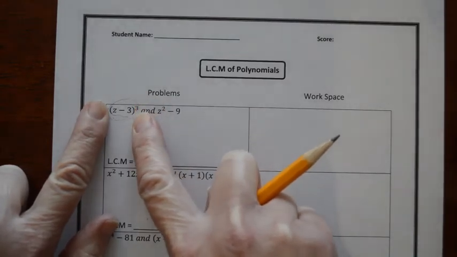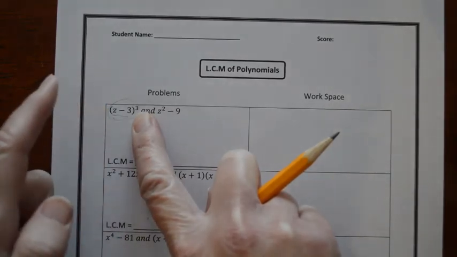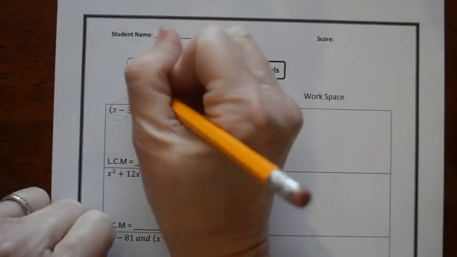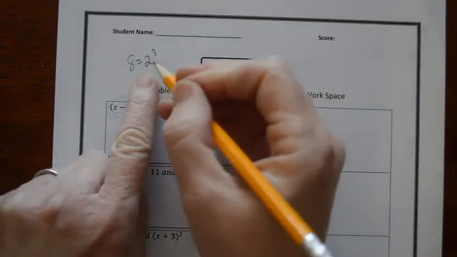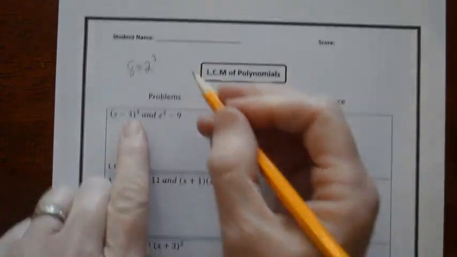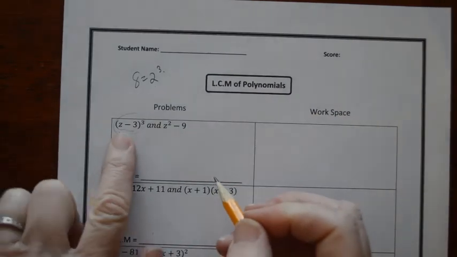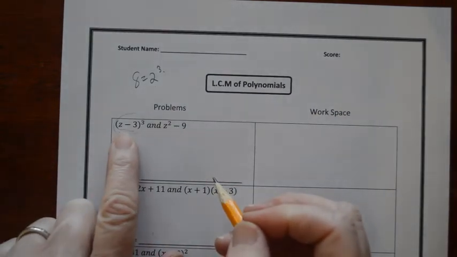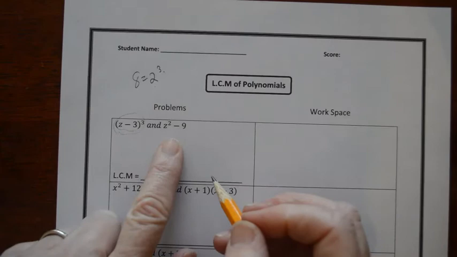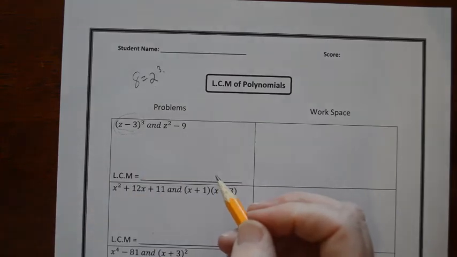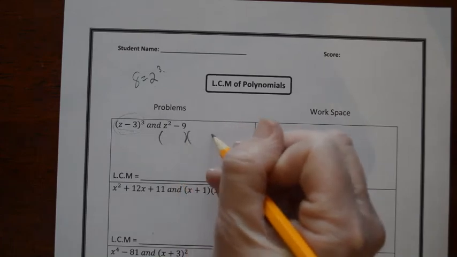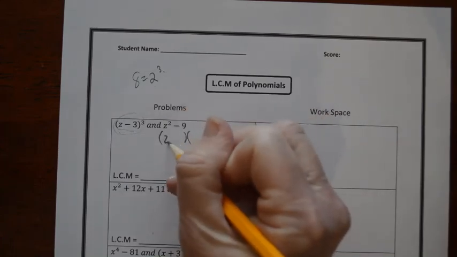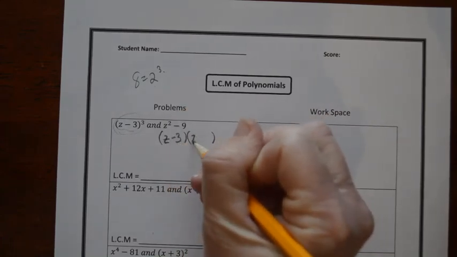When it's got the cubed on it already, it means it had 3 of the same factors, just like we would take 8 and turn it into 2 cubed. Right? 2 is prime. So when I write it as 2 cubed, this is its prime factorization. All right? So that is already in prime factorization form. But this is not, because we can factor it more. Right? So we're going to write this, it's a difference of squares, so we're going to do this as z minus 3, z plus 3.